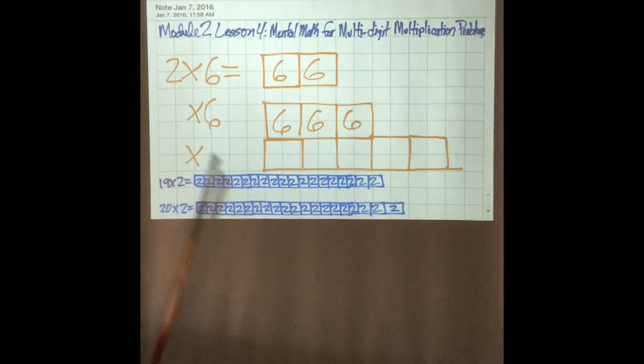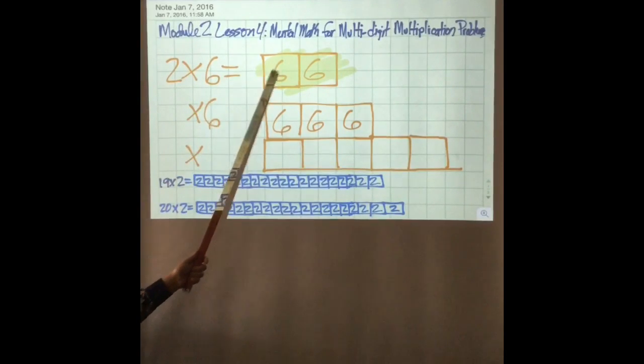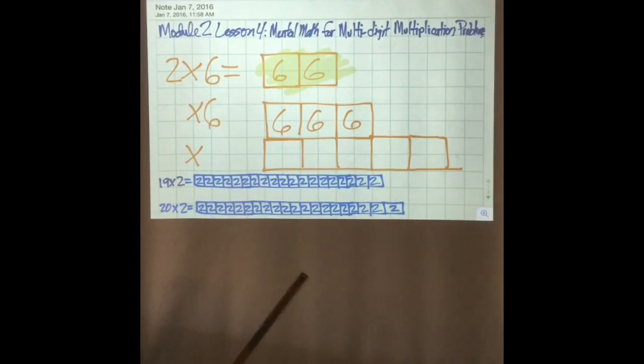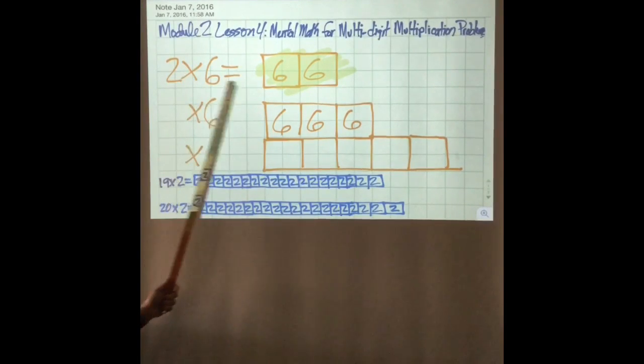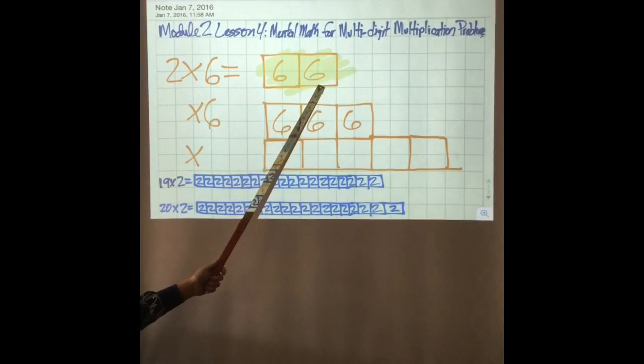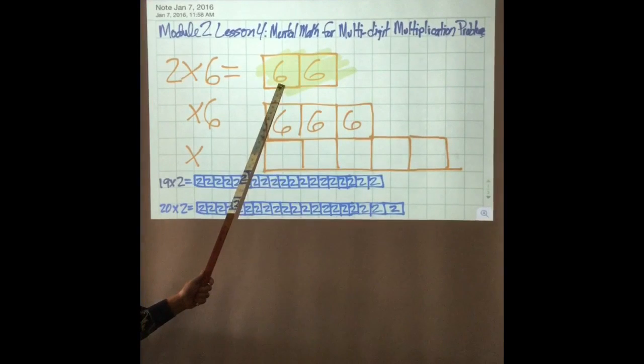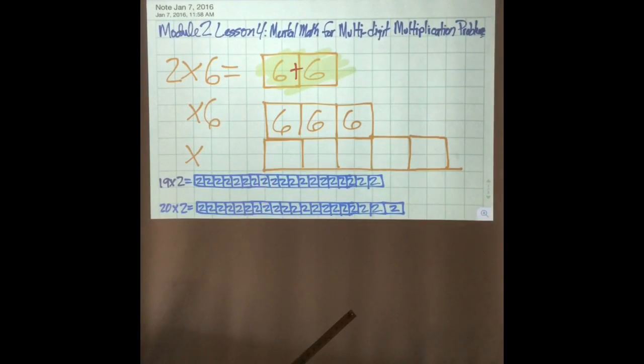What this 2 means is that we have 2 boxes of 6s. So it's a lot like the tape diagram concept. So if I said we have 2 boxes of 6s, we have 6 and 6. And that would give us what? 12. Right? Okay, question.